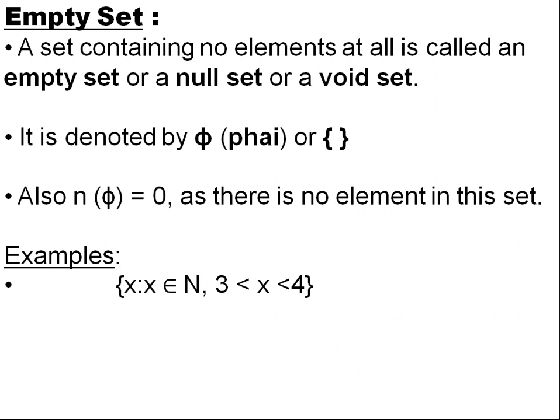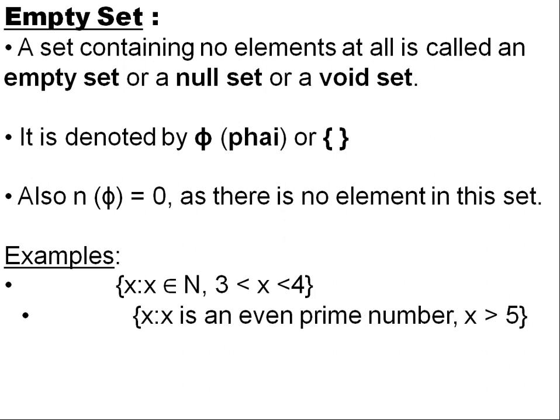As an example, we can have a set containing x as an element, x such that x belongs to N, 3 is less than x is less than 4. Remember, when we talk about natural numbers, there can be no number in between 3 and 4. Hence, there will be no element in this set, which makes it an empty set.